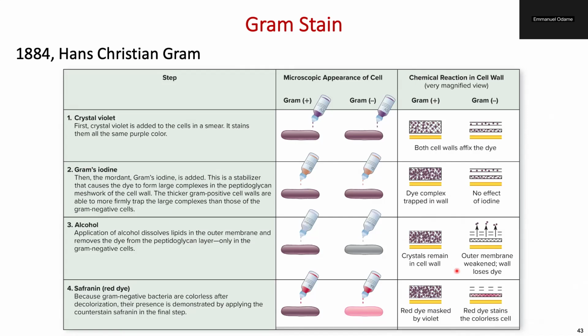And then lastly, you stain all of them with safranin, which is the red dye. At the end, you will now be able to visualize that when you have a red dye marked by violet, you will know that that is a gram negative. And when you have only the red dye and the cell is colored, that's a gram negative, because those ones have a thin cell wall, and basically we end up losing the crystal violet in them. So that is basically the mechanism of the gram staining developed by Hans Christian Gram. That's how it works.